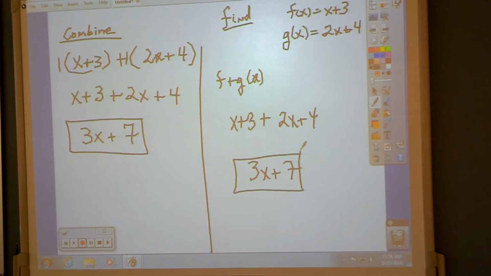M sub 1 times M sub 2 is equal to negative one. So what do you do with those two slopes? Multiply them together. And what do you get? Will they always give you two different equations though? Yeah. If they set it up like that, yeah.